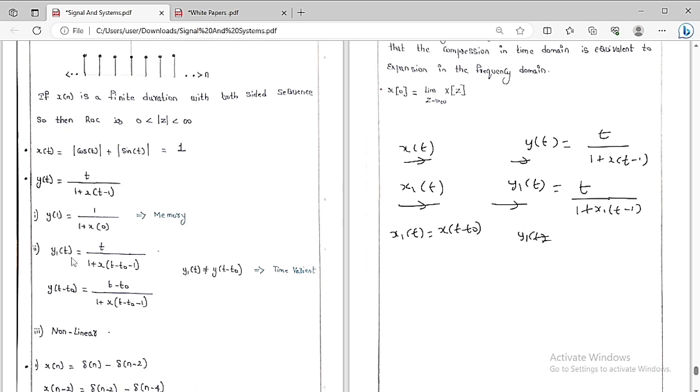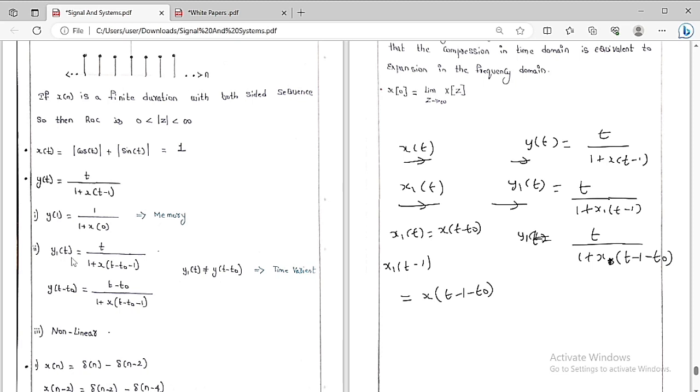y1(t) is t by 1 plus x1(t minus 1). Now x1(t) is x(t minus t naught), so x1(t minus 1) is nothing but x(t minus 1 minus t naught). So this is the output that we are going to get.